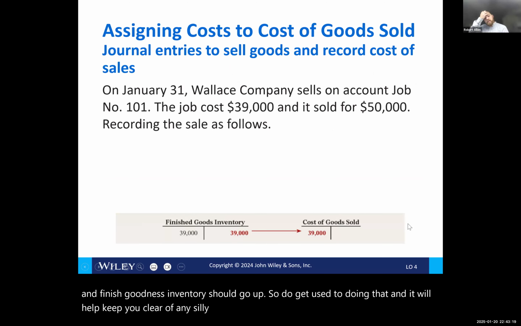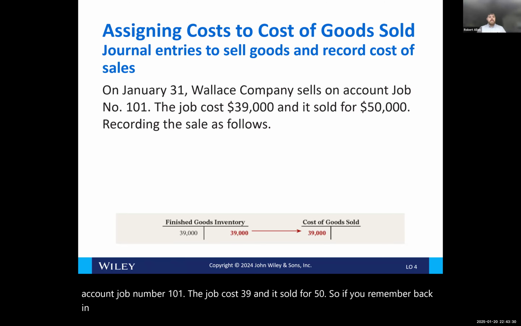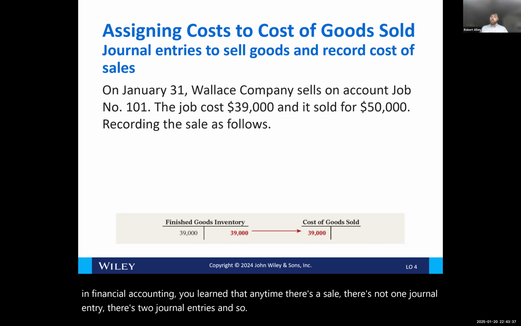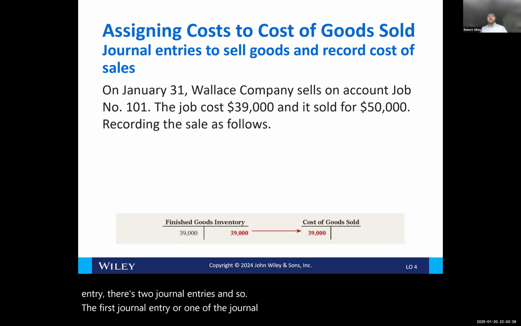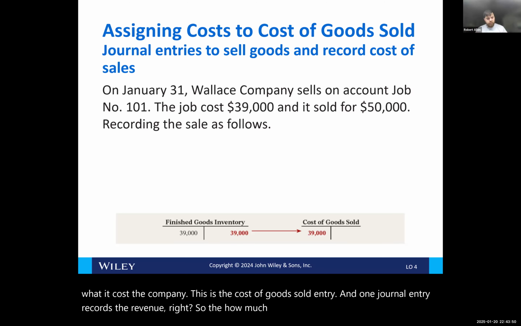Okay, next we see Wallace Company selling on account job number 101. The job cost 39 and it sold for 50. So if you remember back in financial accounting, you learned that anytime there's a sale, there's not one journal entry, there's two journal entries. And so one of the journal entries records the cost of the sale. This is what it cost the company. This is the cost of goods sold entry. And one journal entry records the revenue, right? So the how much did we get journal entry?